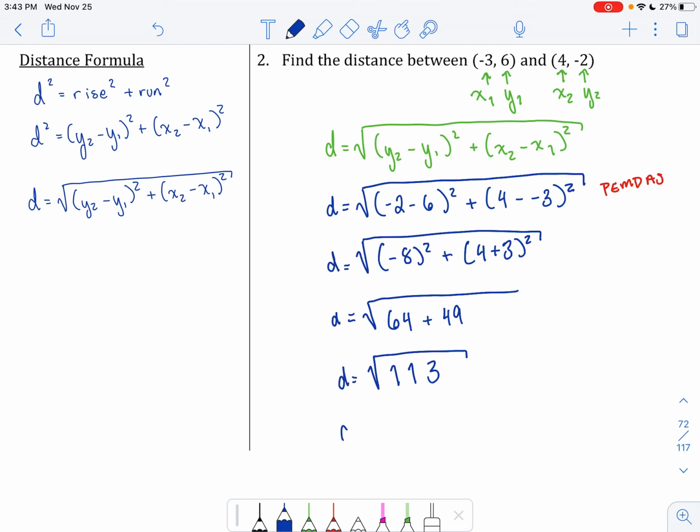So now that we've simplified what's inside the square root, we want to type that into our calculator, and we end up with 10.6 rounded to the nearest tenth.